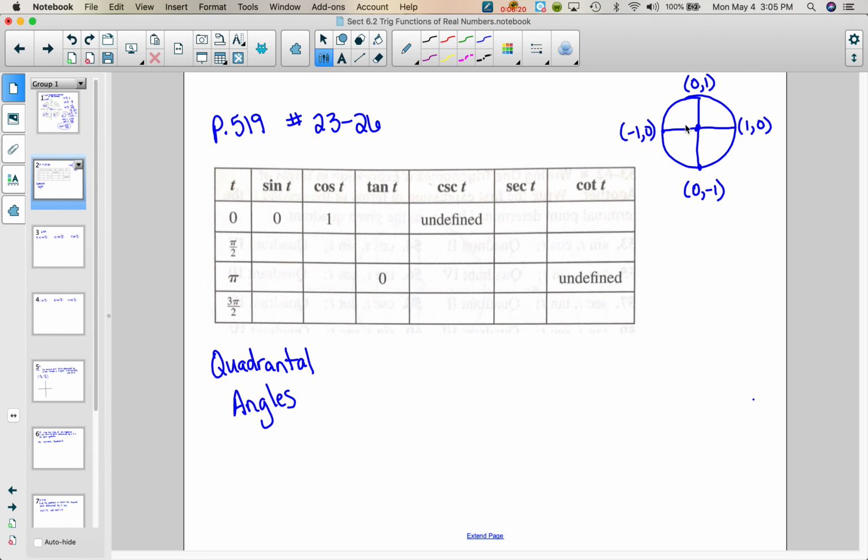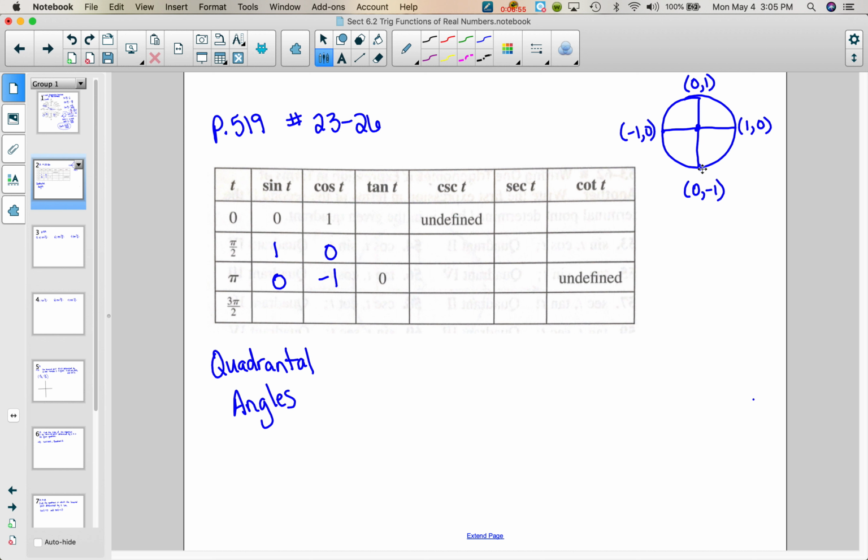So sine of 0 is 0 because it's the y-coordinate. Cosine of 0 is 1 because it's the x-coordinate. Pi over 2 is up here at the top. So the x-coordinate is 0, so that's cosine. The y-coordinate is 1, so that's sine. For the value of pi, the coordinates are negative 1, 0, and I'm not going over that again. If you watched the video on the unit circle being built, then you know that. So the x-coordinate's negative 1, so cosine of pi is negative 1. And the y-coordinate is 0, so sine of pi is 0.